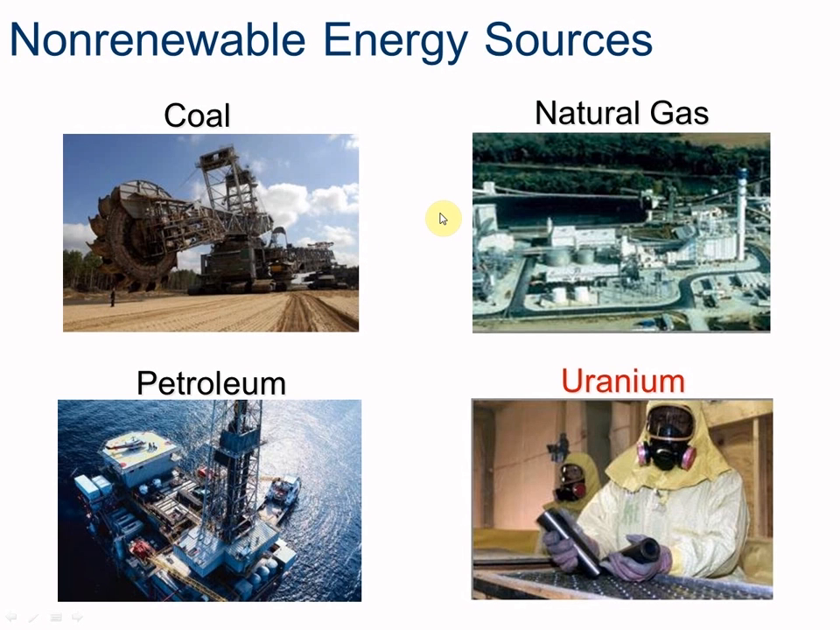We also get natural gas out of the ground, and that's used often to cook our food and also generate electricity. Petroleum is used, and uranium in nuclear power plants, also a source of energy. As it decays, as it produces fission, that heat that's released is energy. And we can use that energy, that heat, to generate electricity.